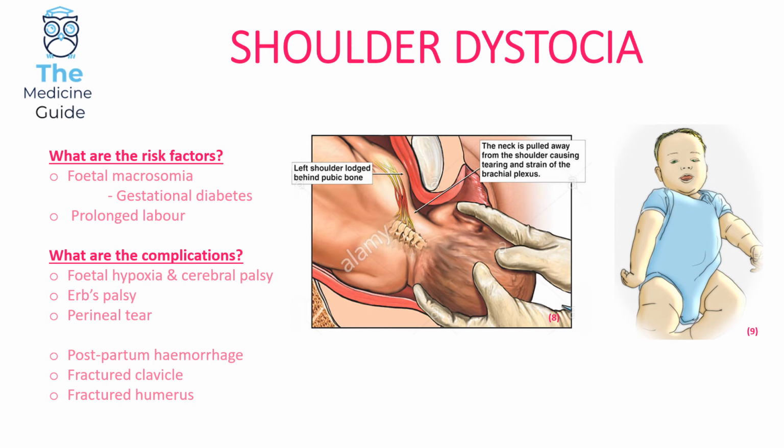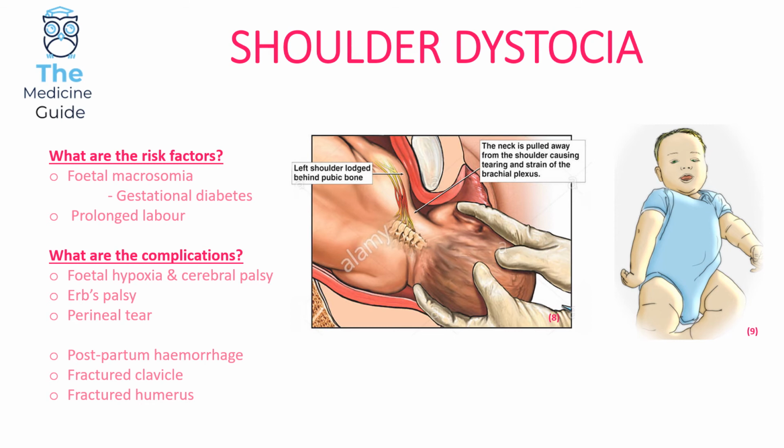So complications of shoulder dystocia are that the child can develop fetal hypoxia and cerebral palsy. They can develop an Erb's palsy. The mother will suffer from a perineal tear. It can lead to a postpartum hemorrhage, and also the child might suffer from a fractured clavicle or a fractured humerus because of the fact that the shoulder is trapped behind that pubic bone.